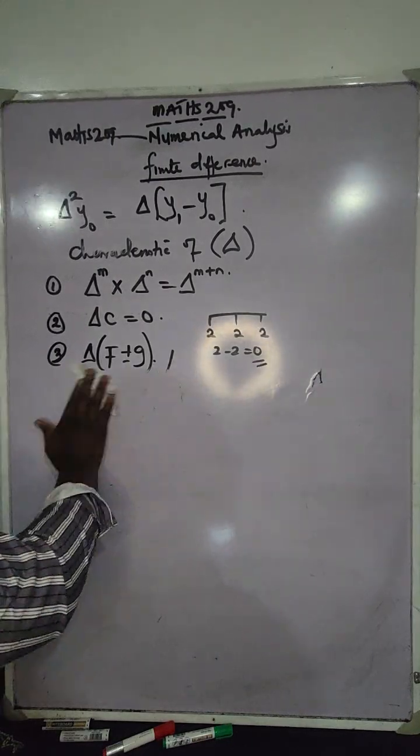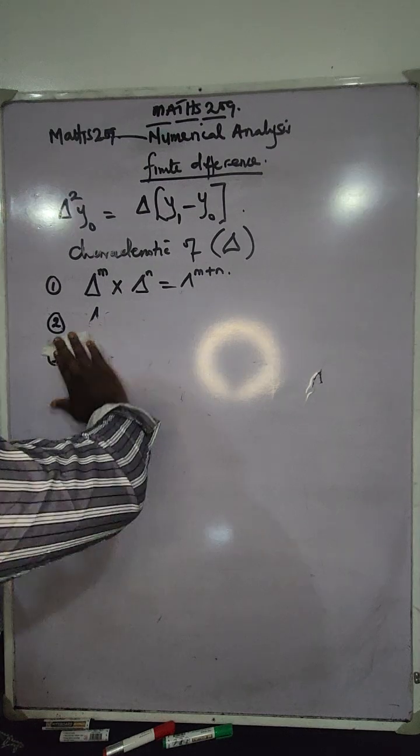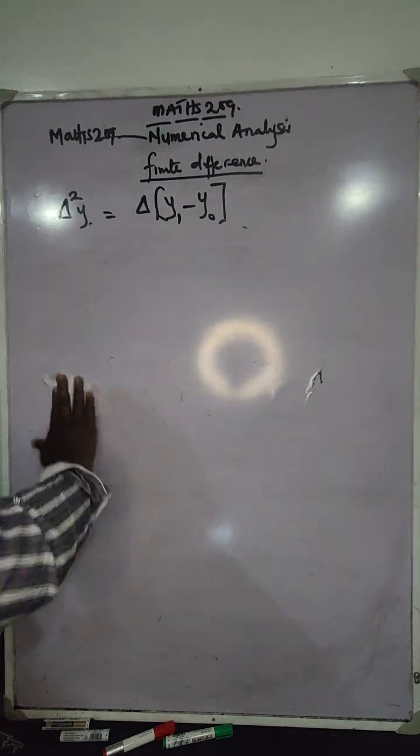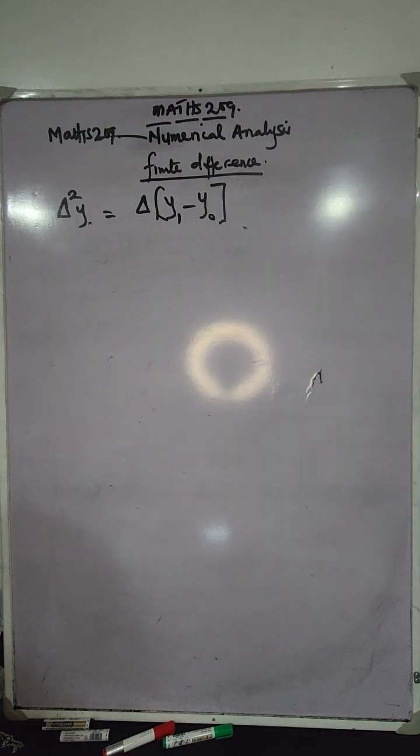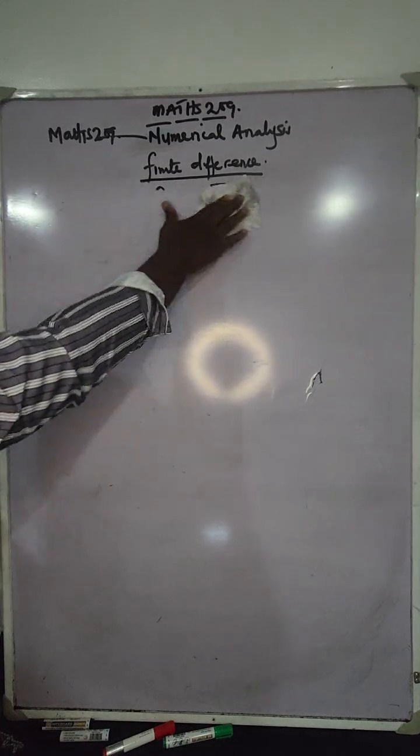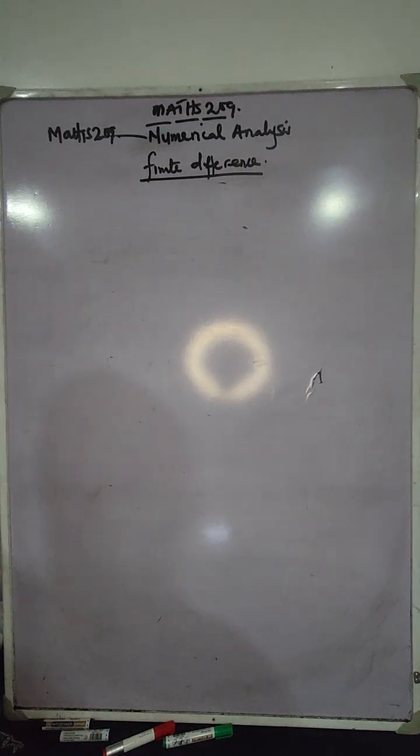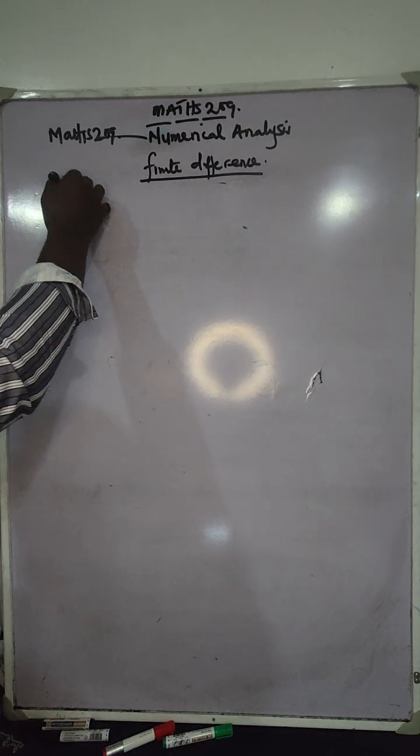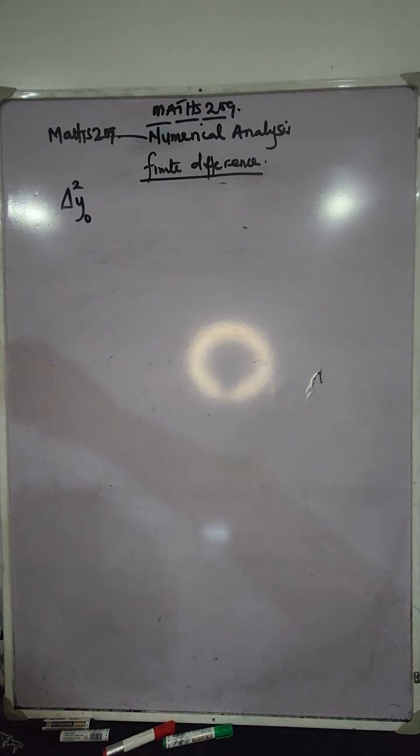Now we want to observe some very notable questions about the forward difference. We were asked to expand. Let me start all over from here. We were asked to expand the forward difference squared of y naught, like I said.